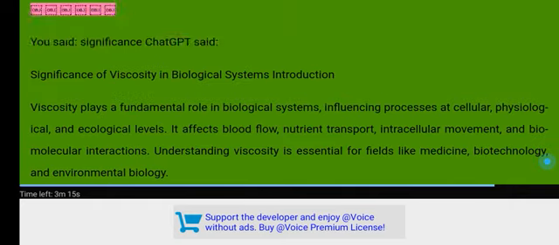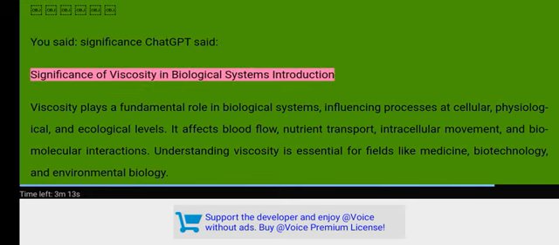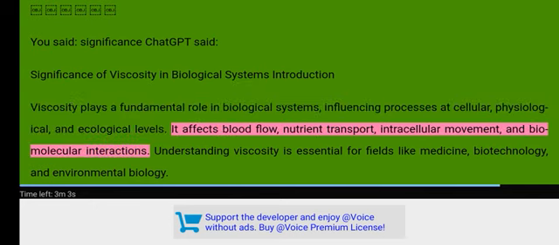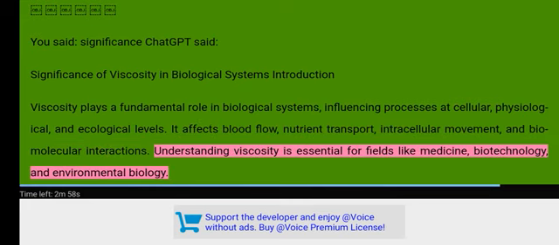Significance of viscosity in biological systems. Introduction. Viscosity plays a fundamental role in biological systems, influencing processes at cellular, physiological, and ecological levels. It affects blood flow, nutrient transport, intracellular movement, and biomolecular interactions. Understanding viscosity is essential for fields like medicine, biotechnology, and environmental biology.